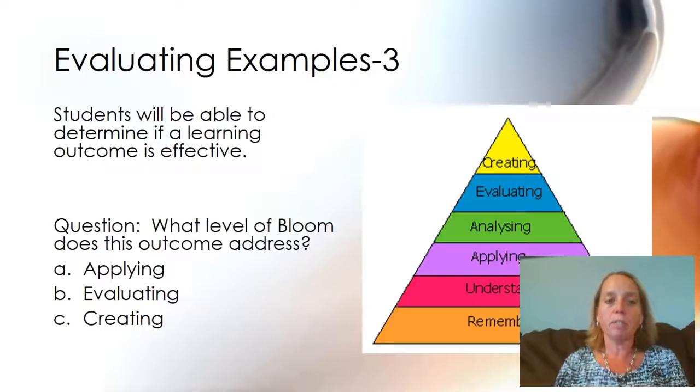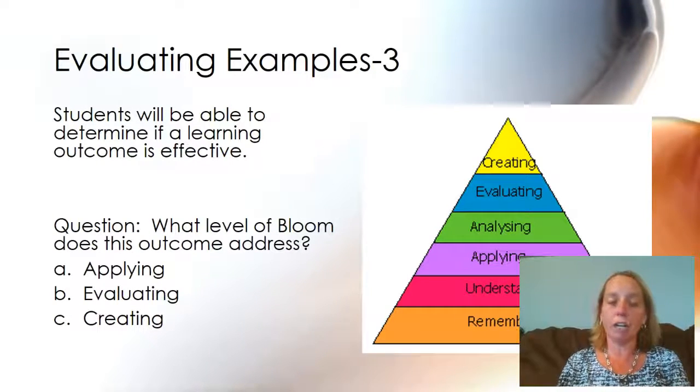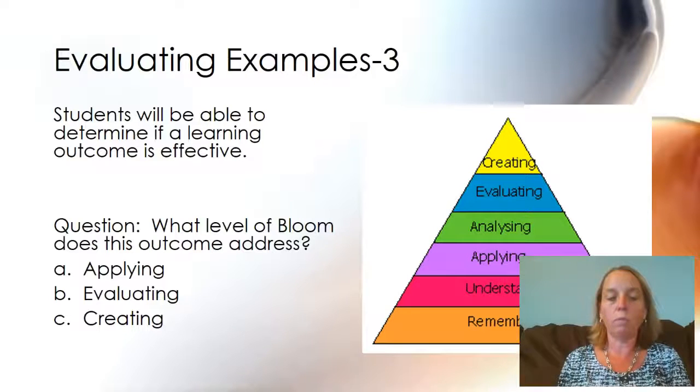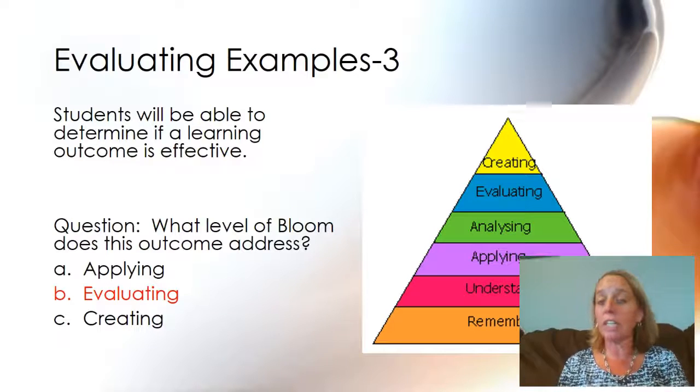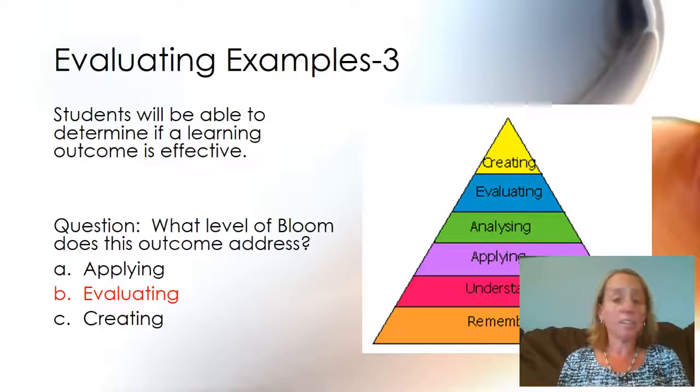Here's another example. Students will be able to determine if a learning outcome is effective. What level of Bloom do you think this one addresses? I'll give you a moment to think about it. And I would say that this is really evaluating, because in order to figure out whether the learning outcome is effective or not, you're going to need to weigh the pros and cons, look at the advantages and disadvantages, really probably compare it to some type of rubric, and that's a pretty high level cognitive skill. So I'd say evaluating is probably the best answer for that one.